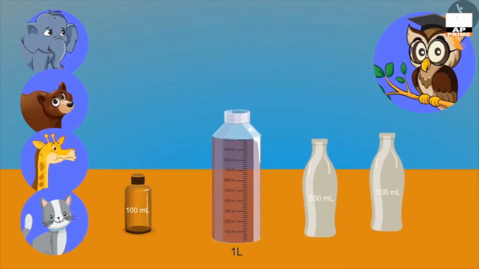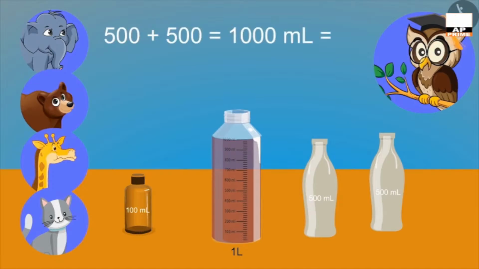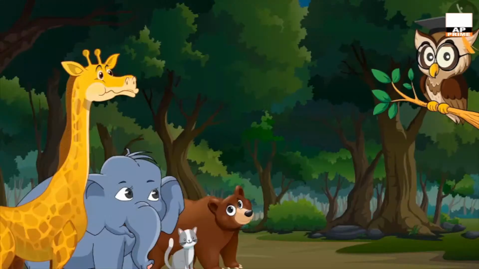Oh, it became full now. Yes. So what have we learned from this? 2 bottles of 500 ml make a liter. Yes, right. It means that on adding 500 milliliter to 500 milliliter, we get 1000 milliliters. 500 ml is also known as half a liter.